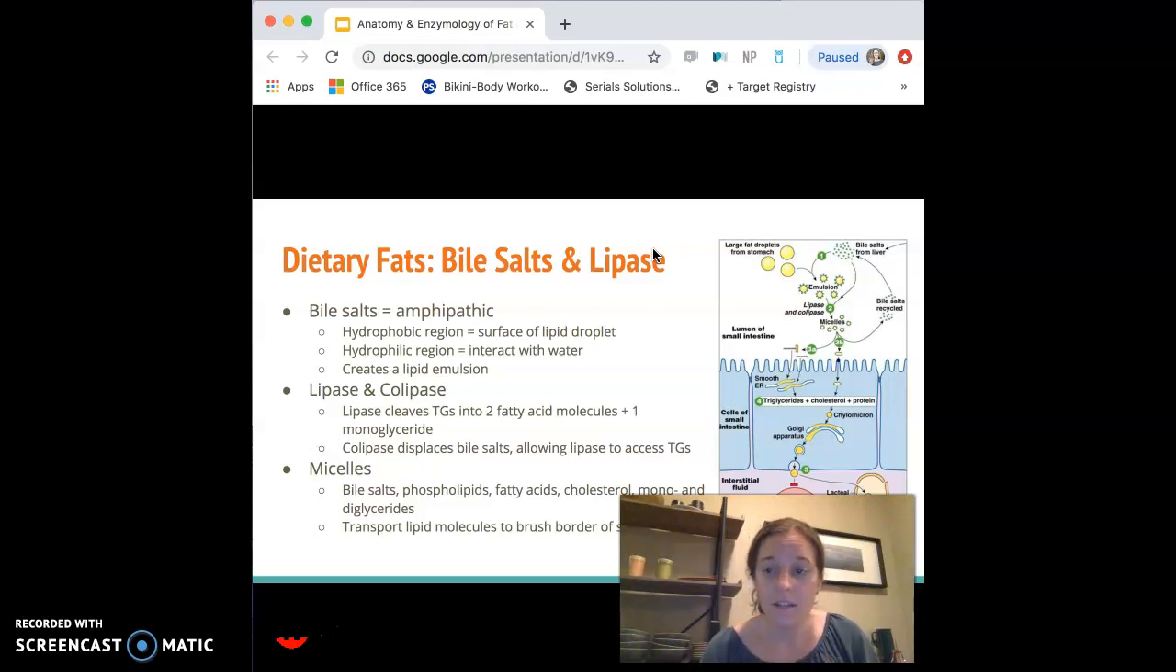All right, so what we have here at the end of this process are more monoglycerides as well as free fatty acids. These then combine with phospholipids, cholesterol, and fatty acids to form what's called a micelle. And this micelle then transports all these lipid molecules to the brush border of the small intestine, where they will then be absorbed.